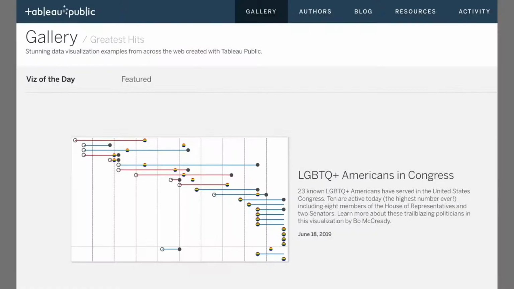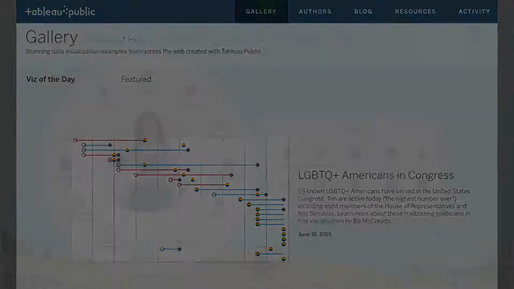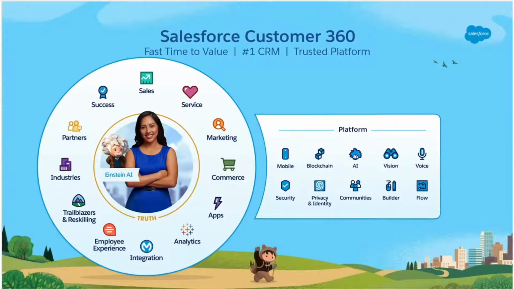Tableau Public is a free service that supports the Tableau community. It was first launched in 2010 and now hosts over 1 million visualizations. Last year, we were acquired by Salesforce, which offers a full suite of services to support business in the cloud. In addition, Salesforce is deeply invested in AI, which has the trademark Einstein.